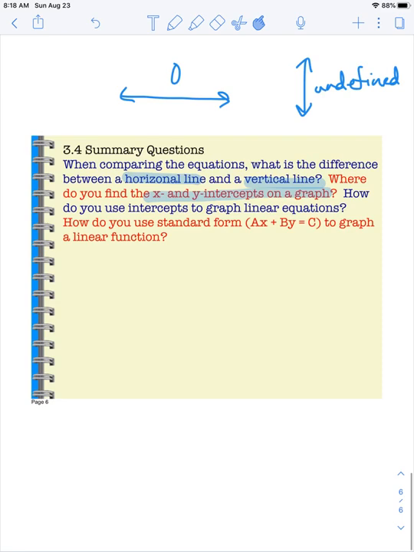How do you use intercepts to graph linear equations? If the equation is in standard form, you can plug in 0 for x or y to find the other intercept, plot the intercepts, and you can connect the dots to graph the equation. How do you use standard form to graph a linear function? We use that to answer the last question. If I'm finding the y-intercept, plug in 0 for x. If I'm finding the x-intercept, plug in 0 for y. Graph the intercepts, connect the dots.